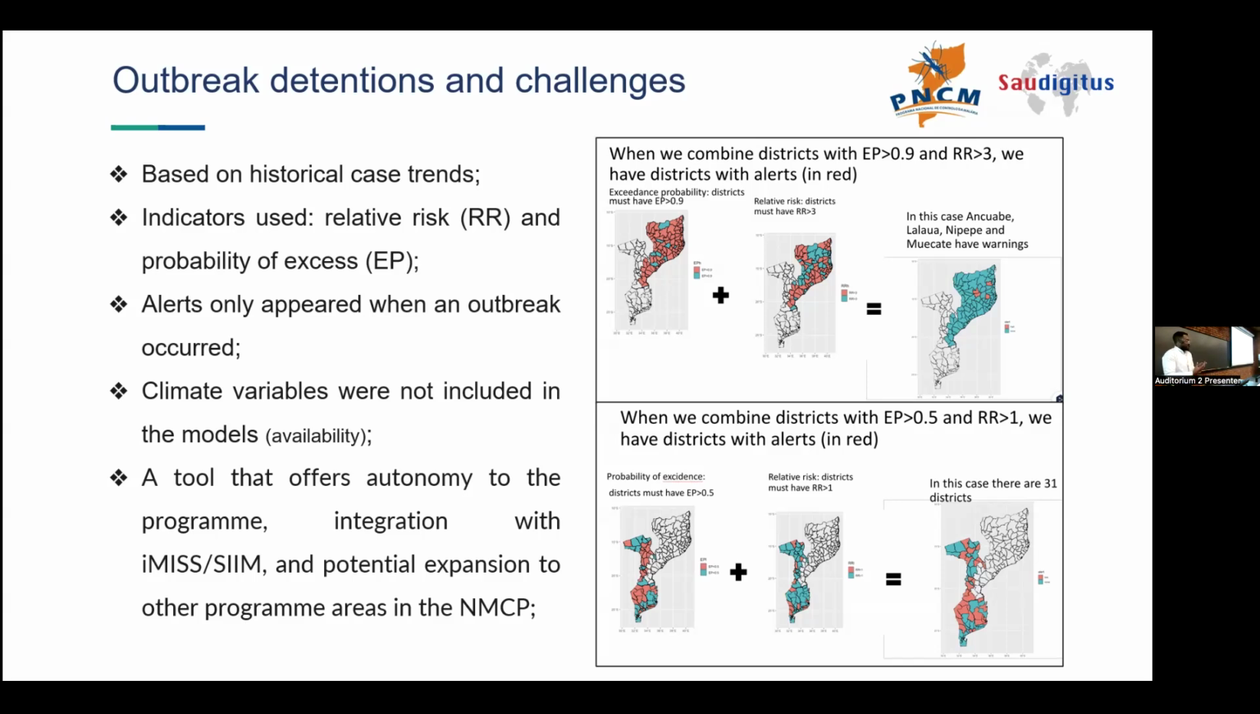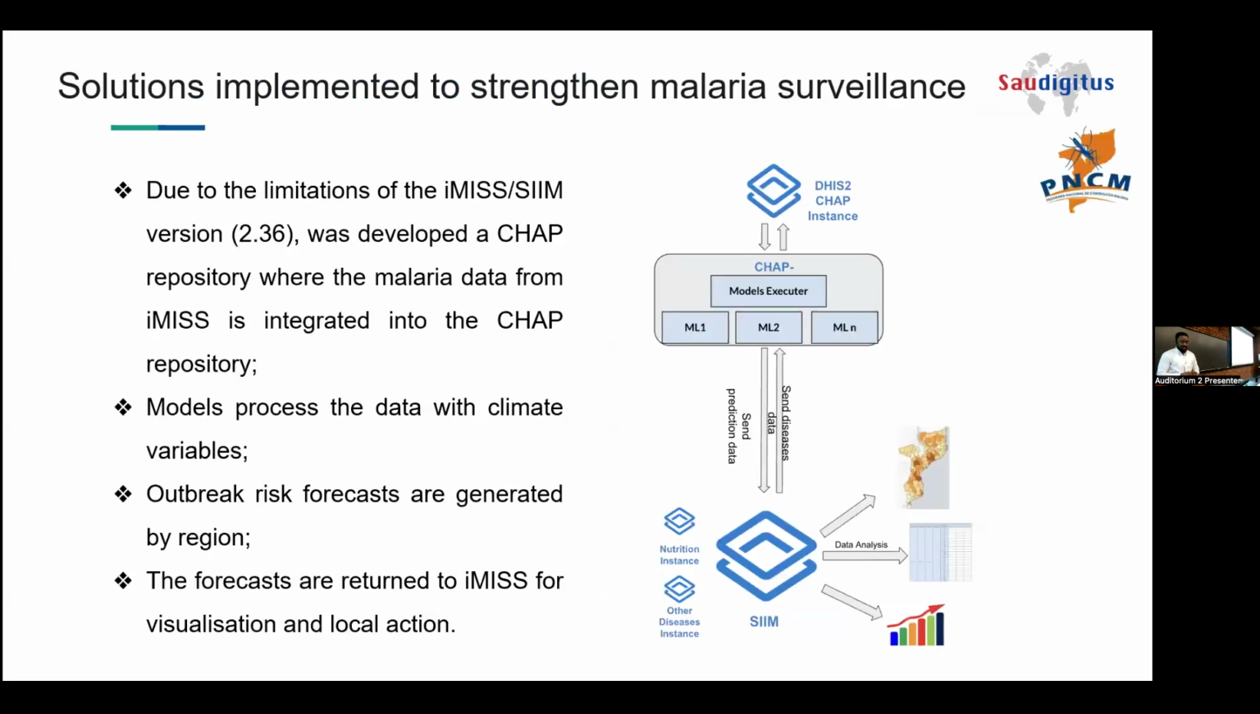So it was a big challenge for them to use a tool that could predict some outbreaks. With CHAP, they basically got a solution for the malaria program in Mozambique. There were first some limitations. Okay, we say we had the CHAP, but it still had some limitations.